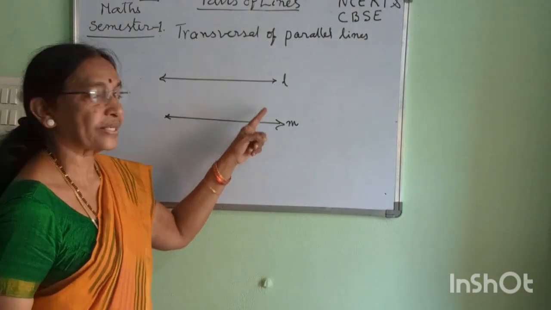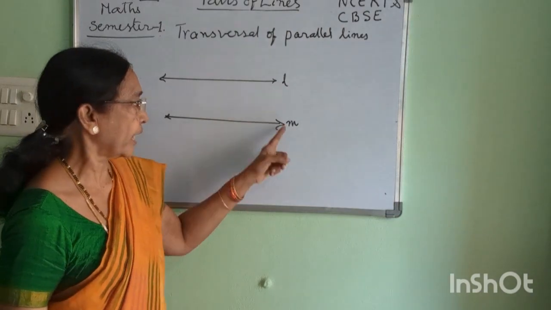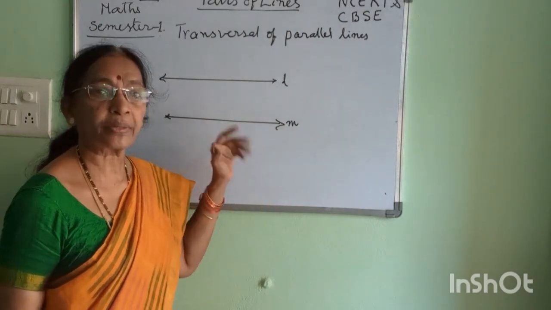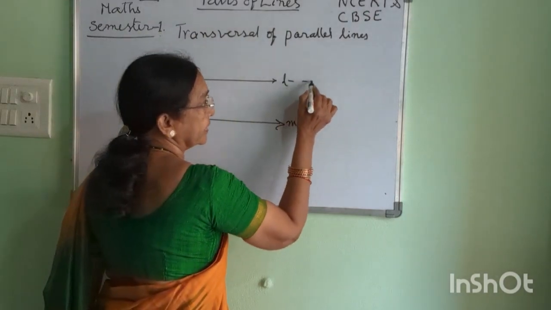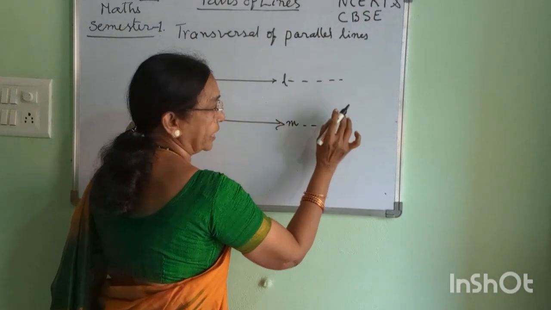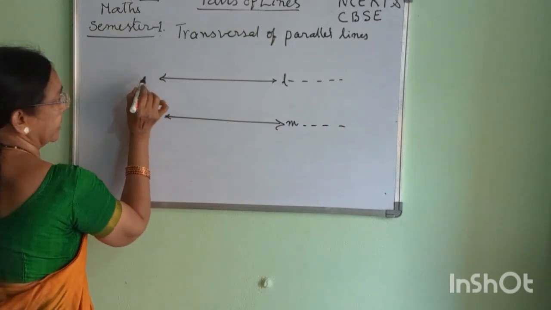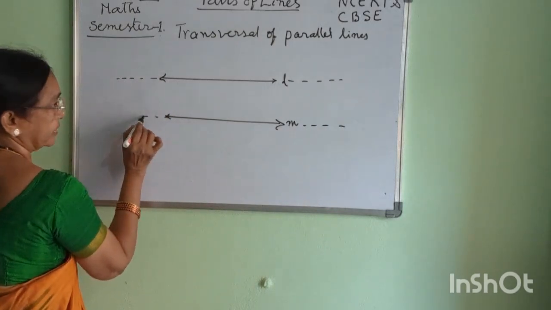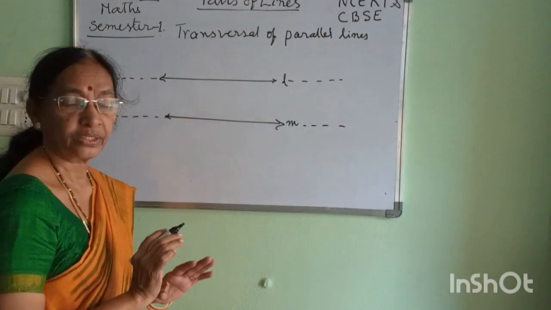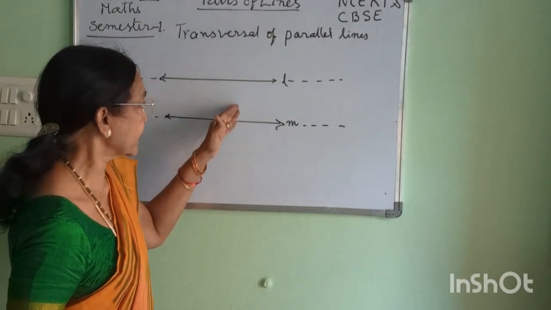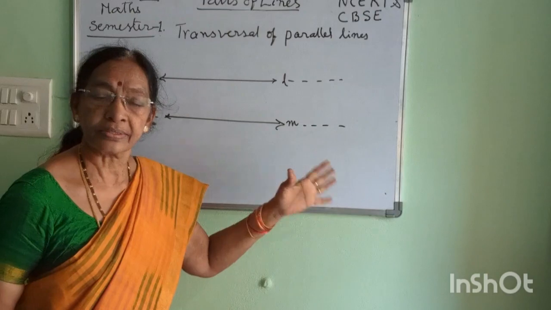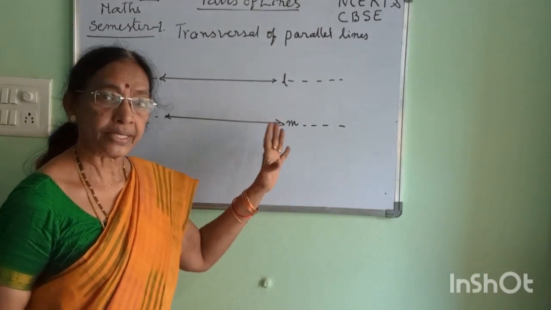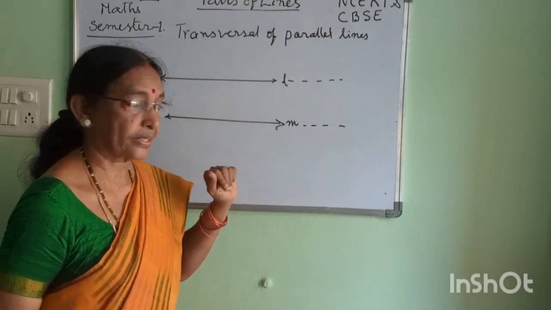Now consider a set of parallel lines. L and M are two lines which are parallel to each other. Parallel lines means when we extend these lines, they won't meet at any distance. Even if we extend to the left side, they won't meet. And the distance between two lines at any point is the same. Such lines are called parallel lines.